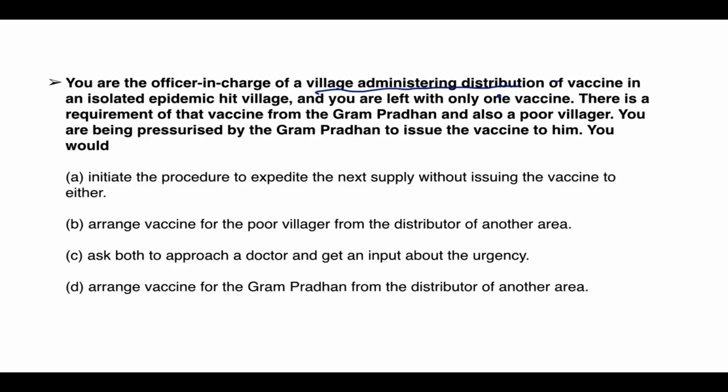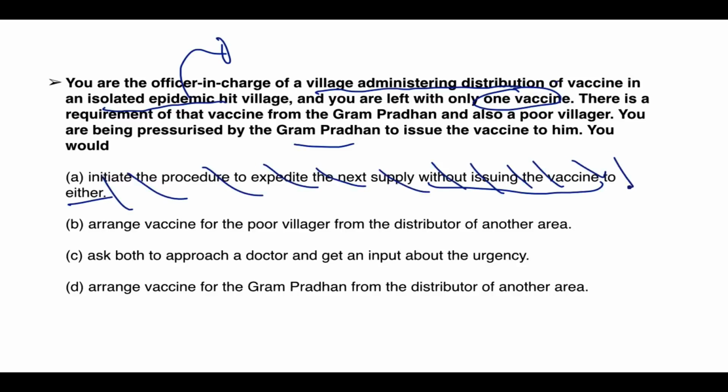So guys, you are the officer in charge of a village. Vaccine is there, only one vaccine is left, and since it's an isolated epidemic, you want to give it as soon as possible because it's a very, very emergency condition. Now either you can give it to Gram Pradhan who is pressurizing you, or you can give it to a poor villager. Without issuing the vaccine to either is a wrong statement, because it's better to give the vaccine to someone, because if it is lying down there it's no use and both of them might die.